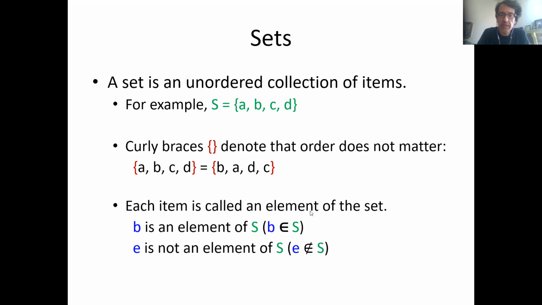That an item is an element of the set is designated by a special symbol, this kind of E-like symbol. It reads B is an element of S, or B is a member of S. It's a set membership symbol. And if I want to say that something is not an element of S, so for example here, little e is not an element, I designate it by a membership symbol crossed out. You have a similar notation, for example, with equality. If you want to say that something is not equal, you take the equality sign and you cross it, right? It's the same convention here.